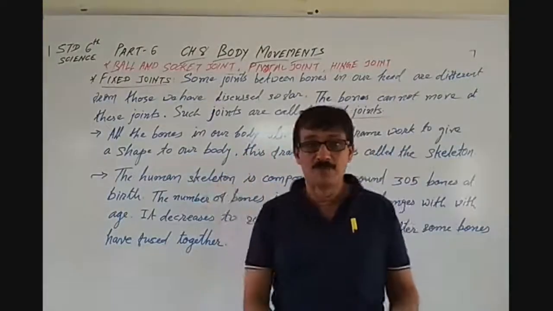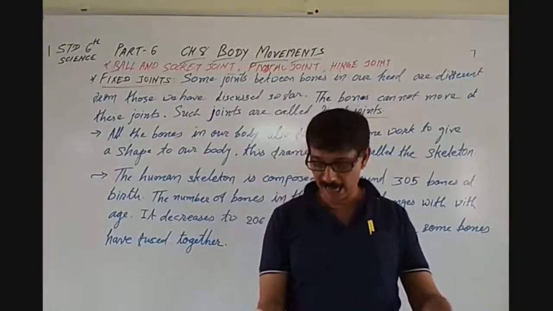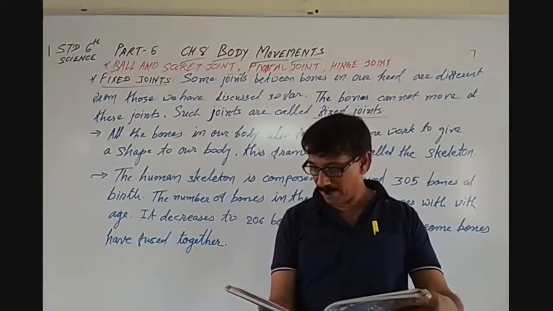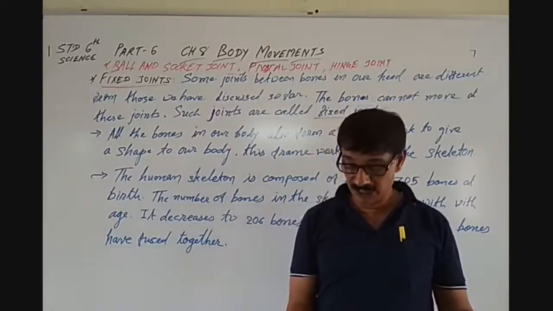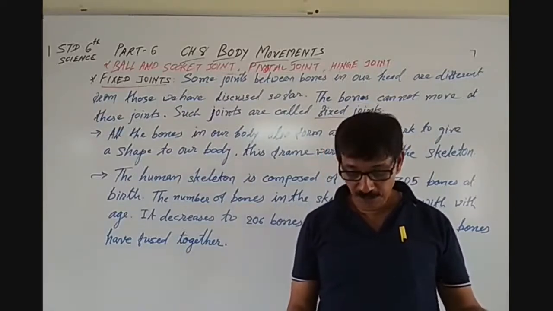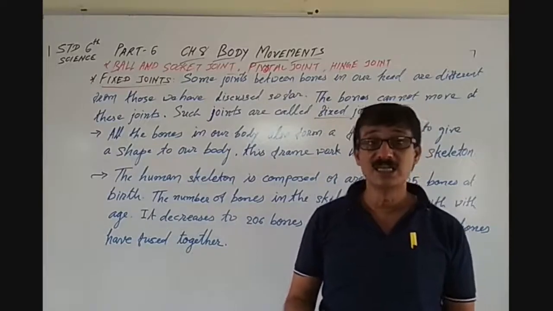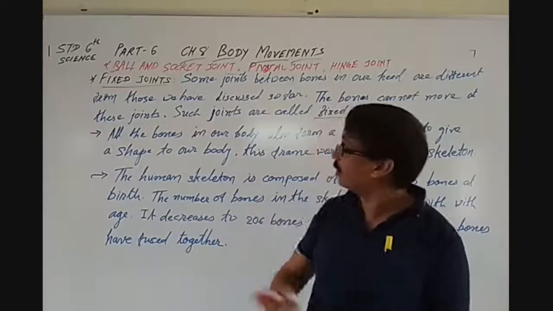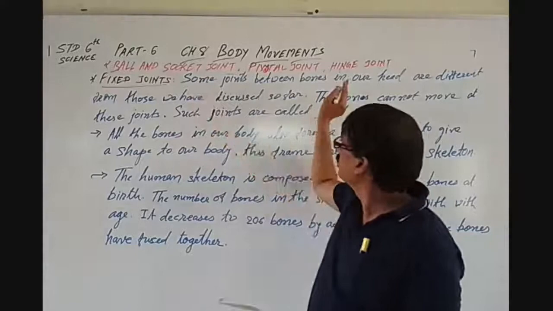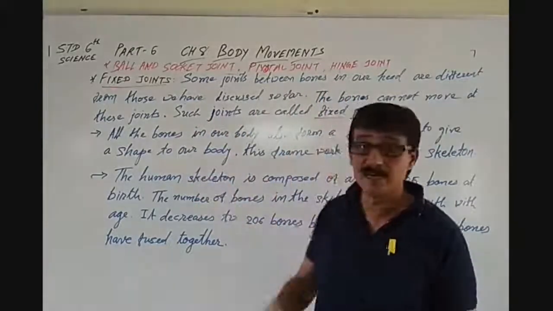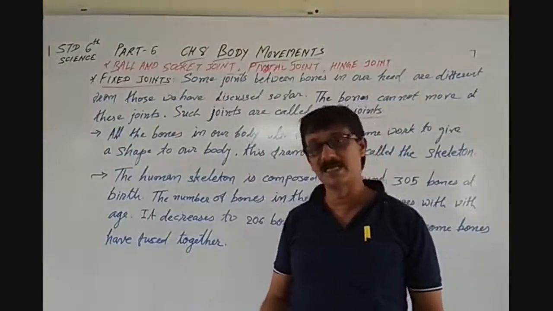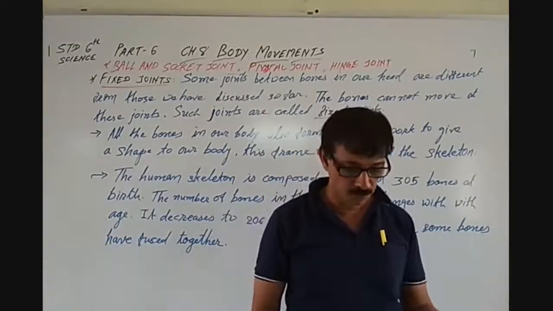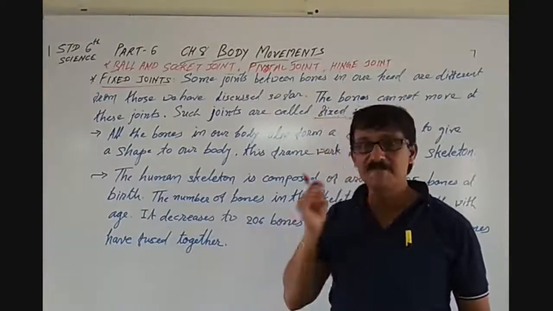Okay, let me tell you. First of all, open your textbook to page number 69. Open page number 69 in your textbook and see, there it is written fixed joint. Okay, and underline this, from 'Some joints between our body' up to fixed joints. Underline that. For that, keep a sharpened pencil with you. So these are the fixed joints.